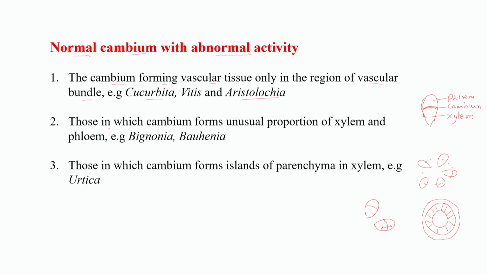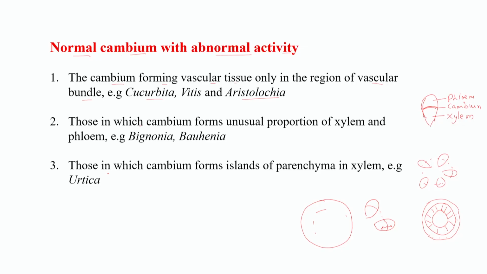Whereas in some others, the cambium is forming a ring-like structure, but it is giving rise to xylem and phloem in different proportions. That means the amount of xylem which should actually be formed is not as expected, or the amount of phloem is not as expected, and they are also oriented in different ways. Sometimes they also give rise to parenchyma in xylem. So this is also one of the anomalous behaviors that we will study.